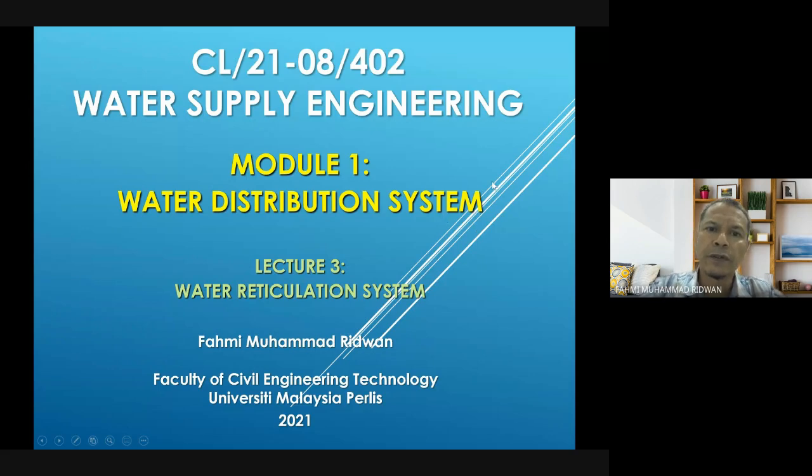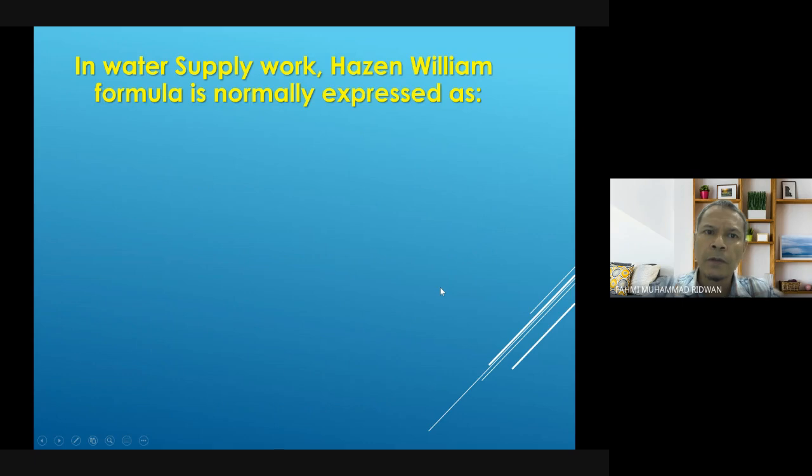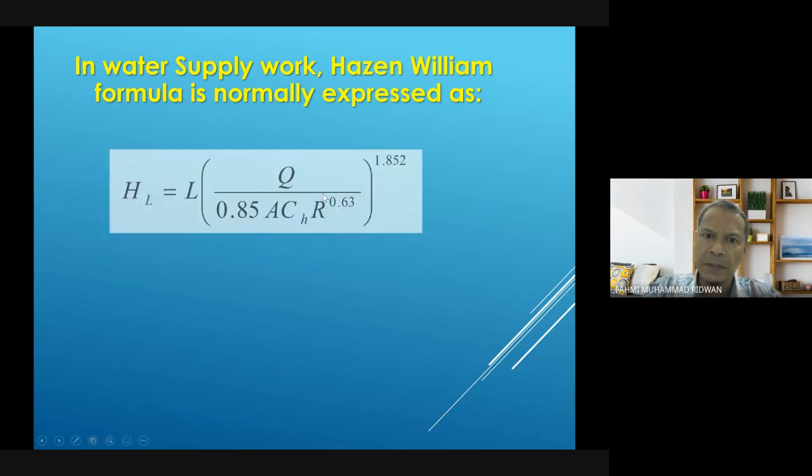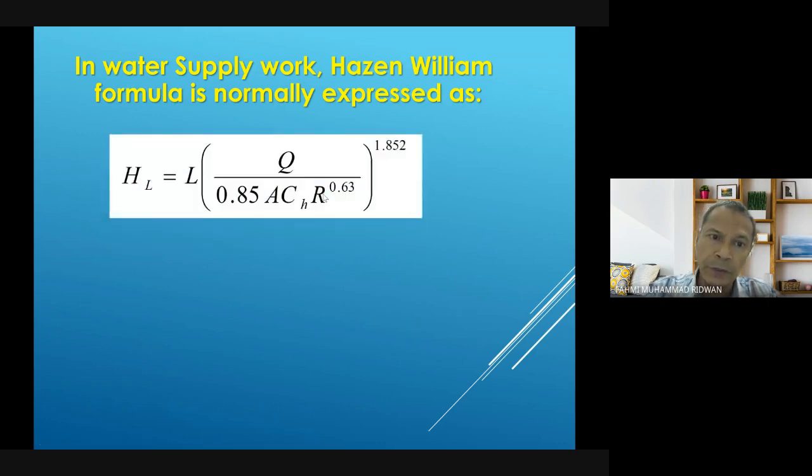And now we continue with the water supply engineering subject with the module of water distribution system. And then in lecture 3, we are going to explain the water reticulation system. Similar to the previous lecture, this water reticulation system is also based on the Hazen-Williams equation. Previously we have introduced this equation.